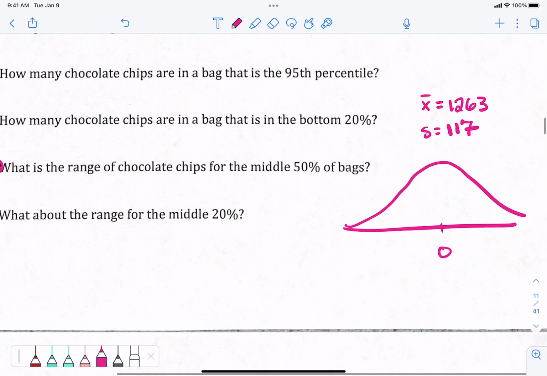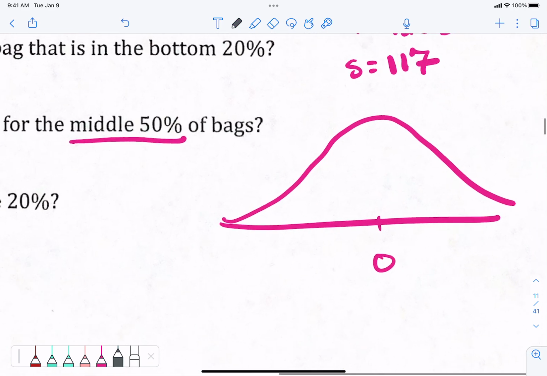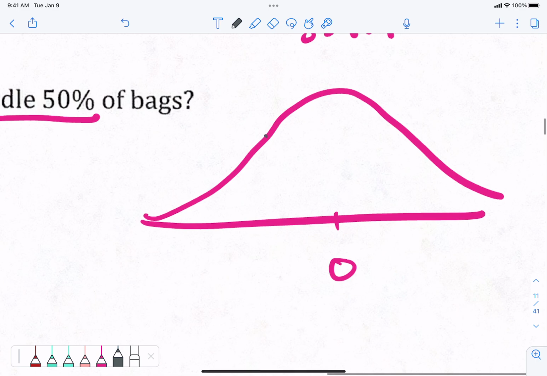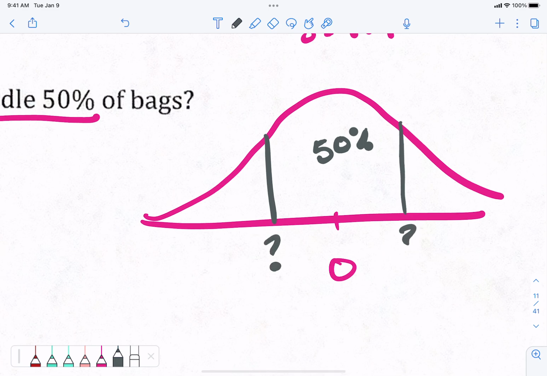I'm ready to go. The middle 50%. That means from here to here. This is 50%. I'm trying to find the z-score here and the z-score here. So the middle 50%, that means 25% is here and 25% is here. Do you see that? Yeah.